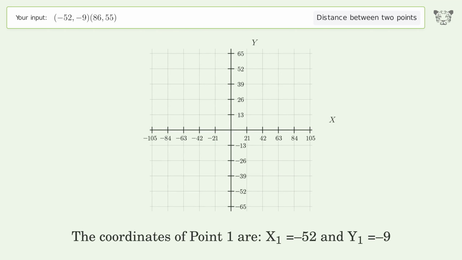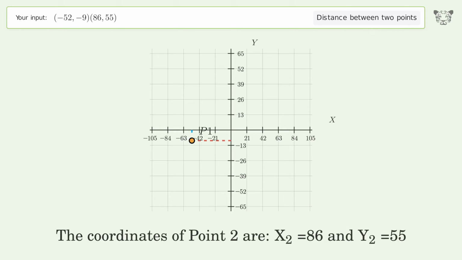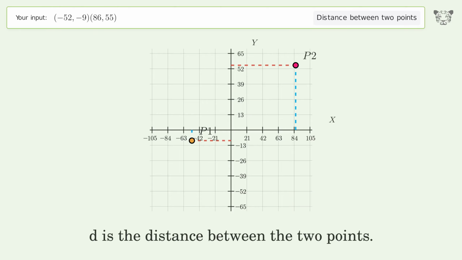The coordinates of point 1 are x1 equals -52 and y1 equals -9. The coordinates of point 2 are x2 equals 86 and y2 equals 55. D is the distance between the 2 points.